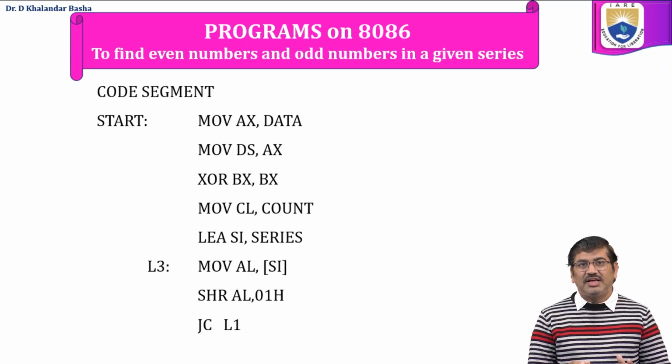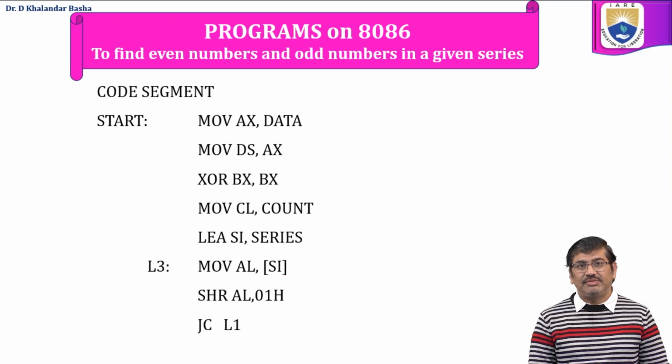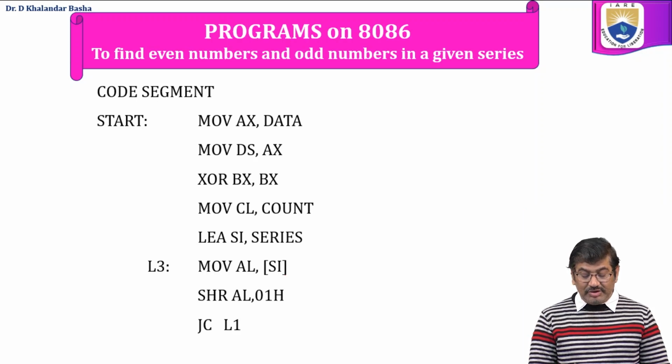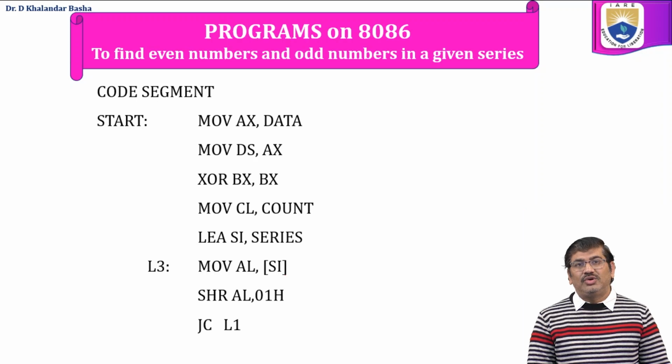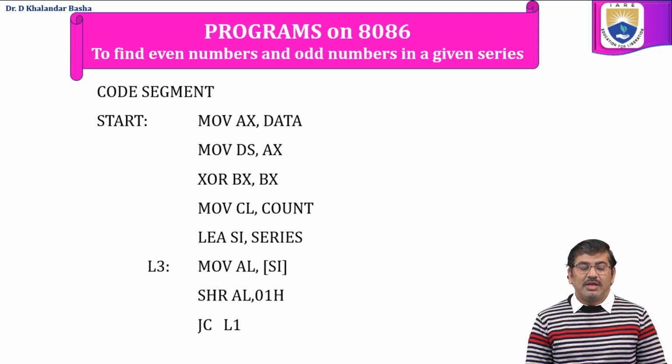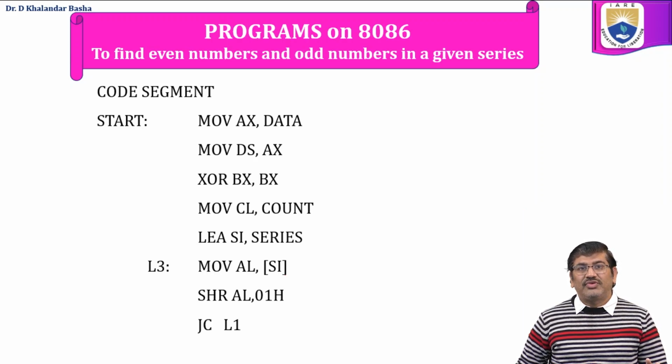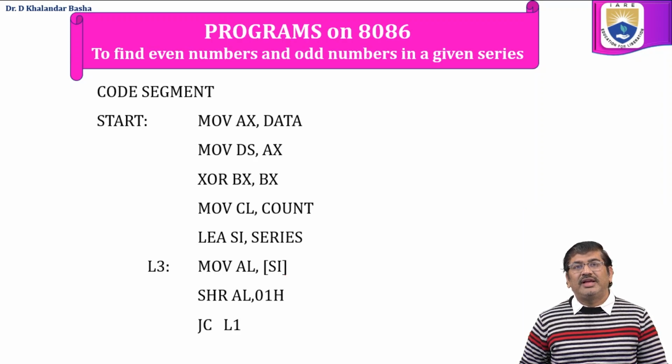Then we go for shifting the contents towards the right side by 1 bit. When you shift the contents of AL towards the right by 1 bit, the LSB value will be moved to the carry flag. Here we are going to check whether the carry flag is either 1 or 0. If carry flag is equal to 1, it indicates it is an odd number. If carry flag is equal to 0, it indicates the given number is an even number. So for that we will write JC L1. In the JC L1, the control will be transferred to L1 if carry flag is equal to 1. Carry flag equal to 1 specifies the given number is an odd number.